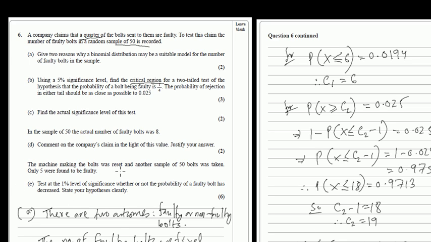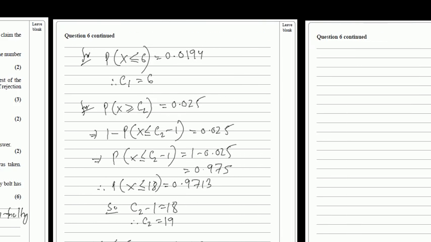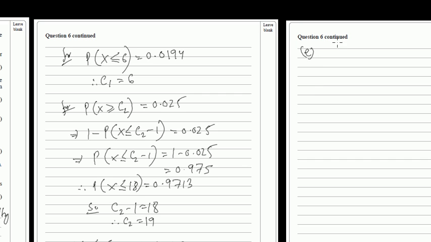The machine making the bowls was reset and another sample of 50 bowls was taken. Only 5 were found to be faulty. Remember, this is the random variable given. Test at 1% level of significance whether or not the probability of a faulty bolt has decreased. State your hypothesis clearly. So we have to do the sum again. Another hypothesis testing, so H naught is the same, 1/4. H1 is decreased. We want to test the distribution. We have defined it before as x, so that is fine.